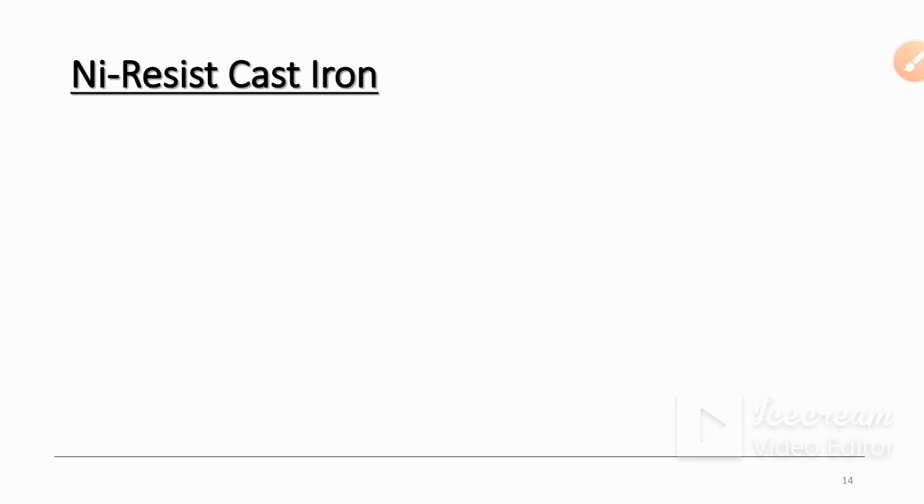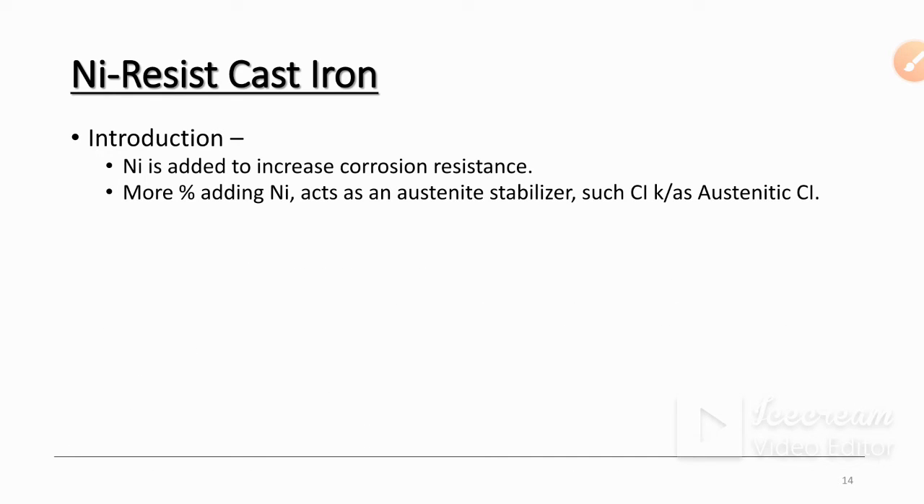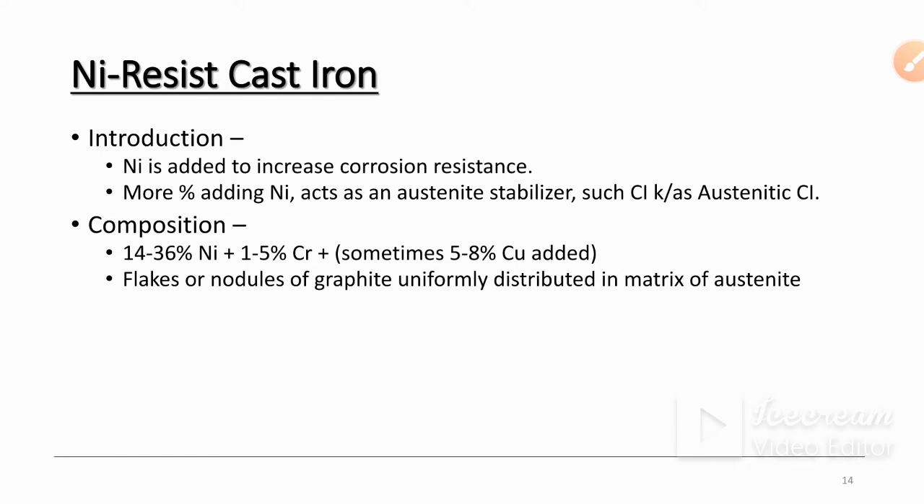Next is Ni resist cast iron. Nickel is added to improve the corrosion resistance. A higher percentage of nickel acts as an austenite stabilizer, hence such a cast iron is called austenitic cast iron, also known as nickel resist cast iron. The composition of Ni resist cast iron: the percentage of nickel is between 14 to 36%, plus 1 to 5% of chromium is added.